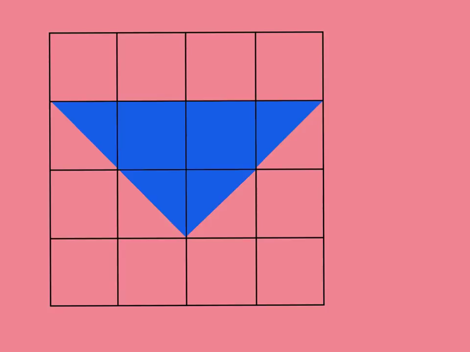Next, we will see how many unit blocks are in this triangle. If we count, we see that we have 1, 2 full unit blocks, and then we have 1, 2, 3, 4 half unit blocks. So 1 half plus 1 half plus 1 half plus 1 half equals 2.5, 3, 3.5, 4. So the total area for this triangle is 4 units.